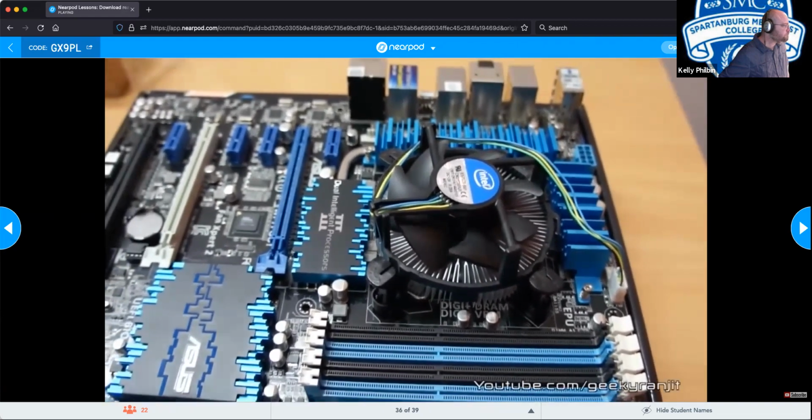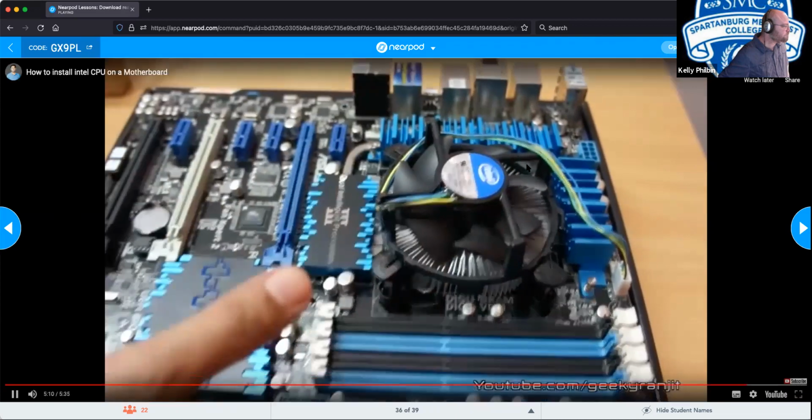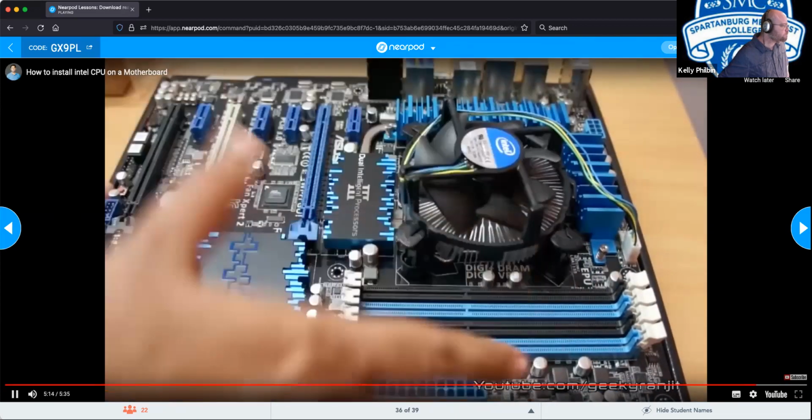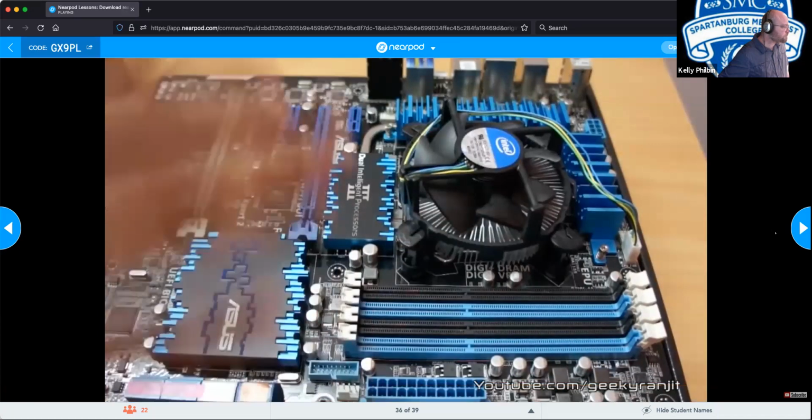And in my next video, I'll be installing the other components like RAM, connecting the actual SMPS to this motherboard, and we're going to power it on.